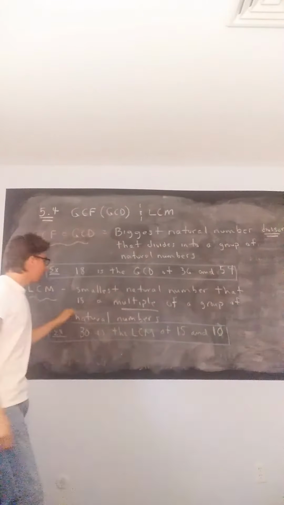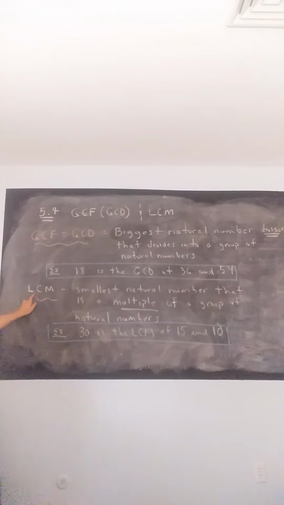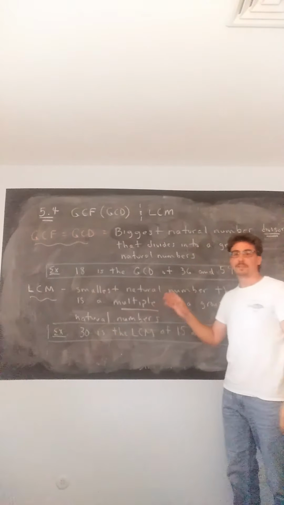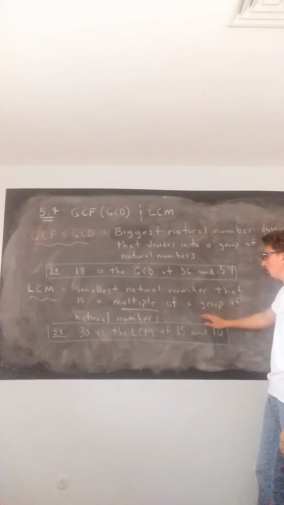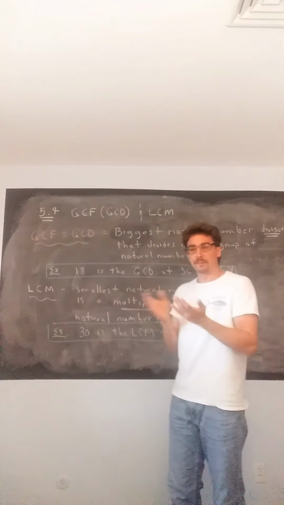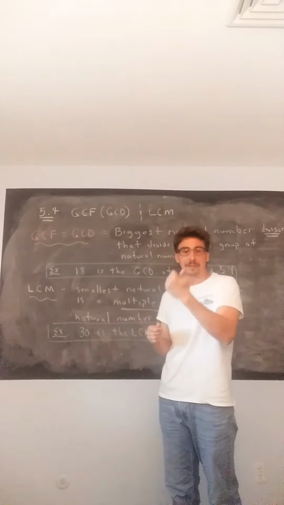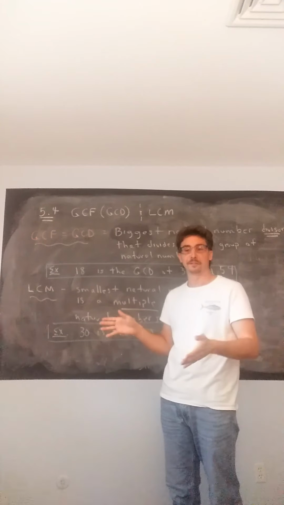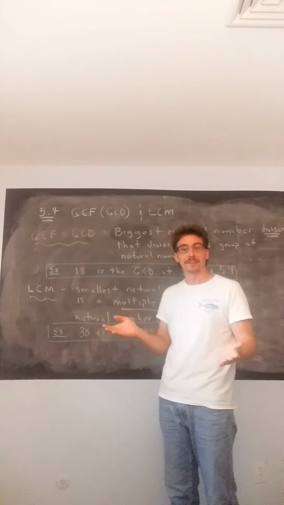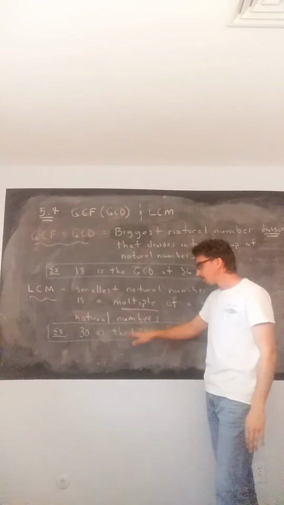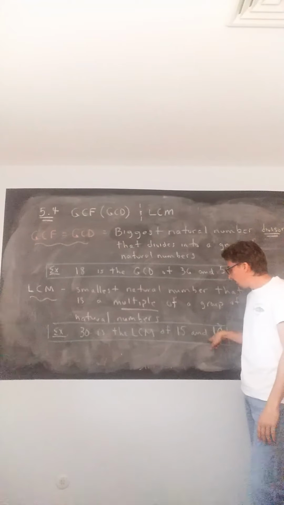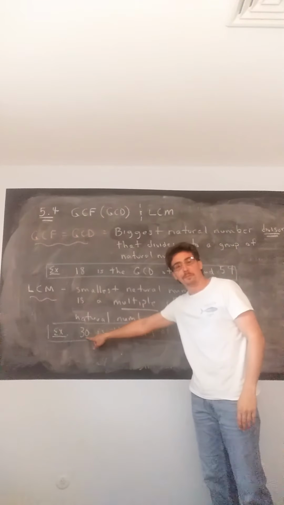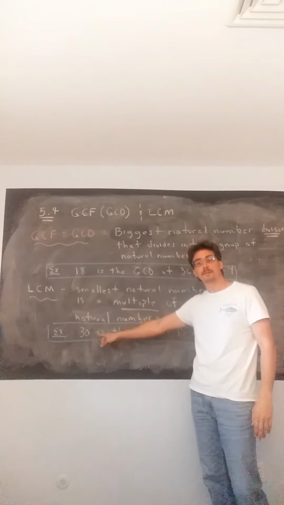Now on the other end of the spectrum we have the LCM, or what we call the least common multiple. Multiples are different. I want you to think bigger numbers. These are the smallest natural number that is a multiple of a group of natural numbers. For example, multiples of 10 would be 10, 20, 30, 40, 50, 60, and so on. Multiples of 20 are 20, 40, 60, 80, 100. For example, the number 30 is the least common multiple of 15 and 10. What that means is that 30 is a multiple of 15 and 10, but it's also the smallest multiple that they have in common.